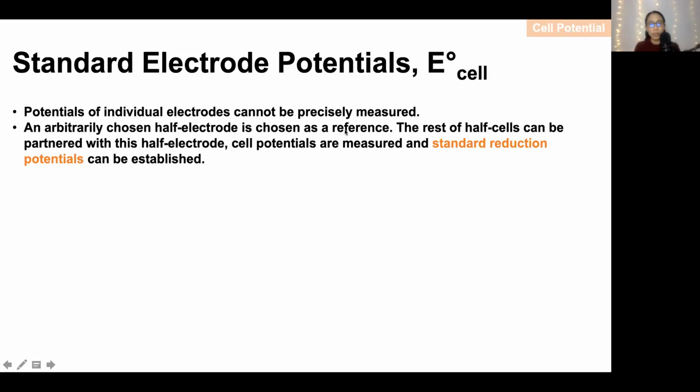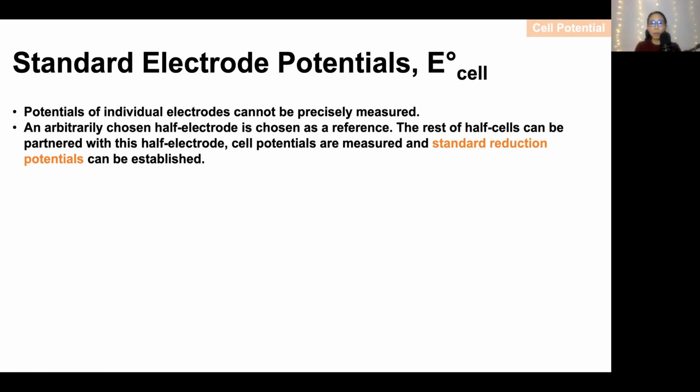When we talk about cell potential, we are actually getting the difference of the potential of your two half cells. So when we measure the potential of an electrochemical cell, that potential is actually the potential difference of your cathode and anode. Now, it's difficult to precisely measure the potential of a single half cell. And because of this, chemists thought of choosing a reference half cell, or they simply call it reference electrode.